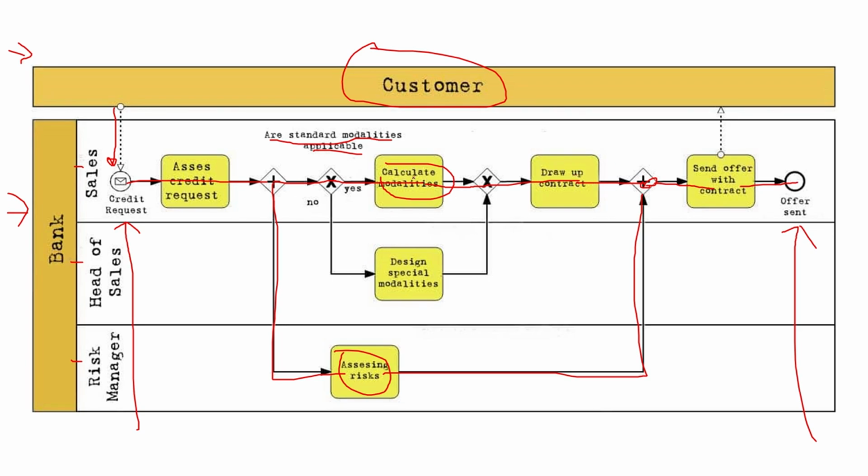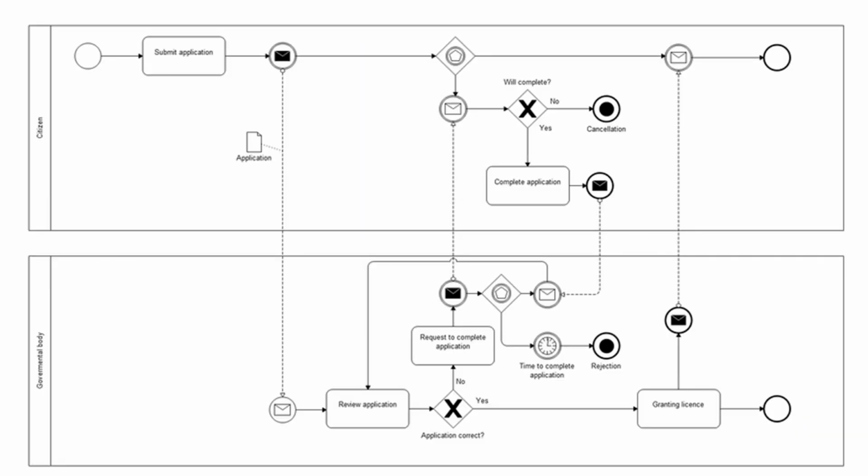Or calculate modalities or design special modalities based on what this condition here was. Okay, this is a fairly easy one too. Now let's jump to something more intermediate, and it could look like this. So for now, I'm not criticizing that there is no name for certain events. So let's skip this. Again, the same process, what are the lanes?